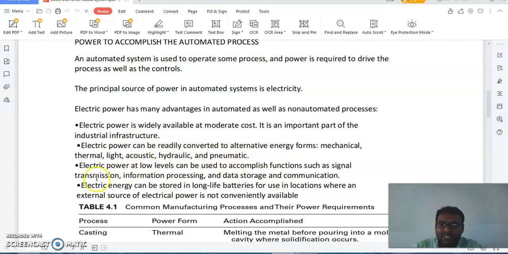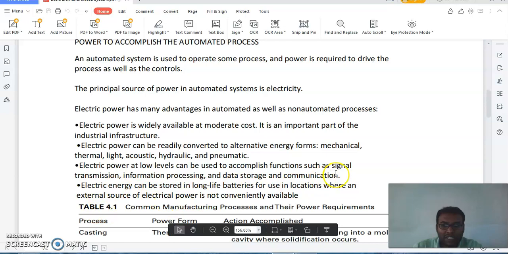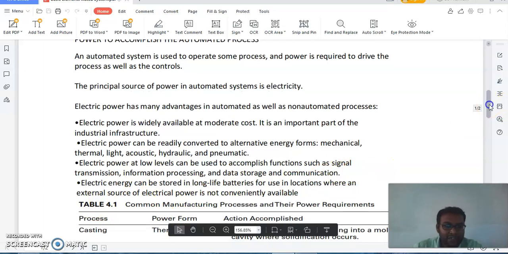Electric power at low levels can be used to accomplish functions such as signal transmission, information processing, data storage, and communications. With the help of electric power, we can convert signals, transfer data, and communicate from one machine to another. These are some of the advantages of using electric power. Electric power can also be stored in large batteries for use in locations where an external source of electric power is not conventionally available.